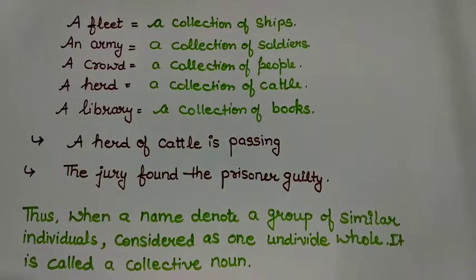We can use them in sentences also. Like, a herd of cattle is passing. We are considering a herd as a single entity. The jury found the prisoner guilty. You can see we can use collective nouns in sentences like this. So, when a name denotes a group of similar individuals considered as one undivided whole, it is called a collective noun.